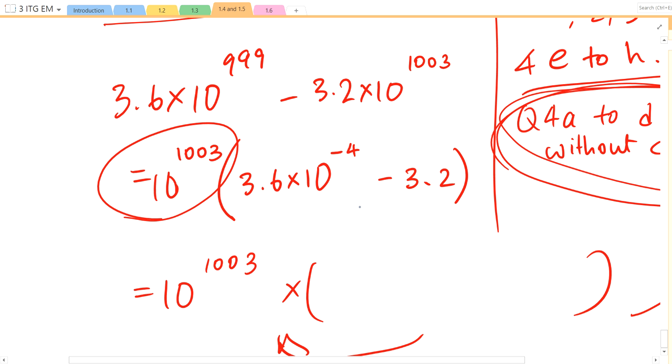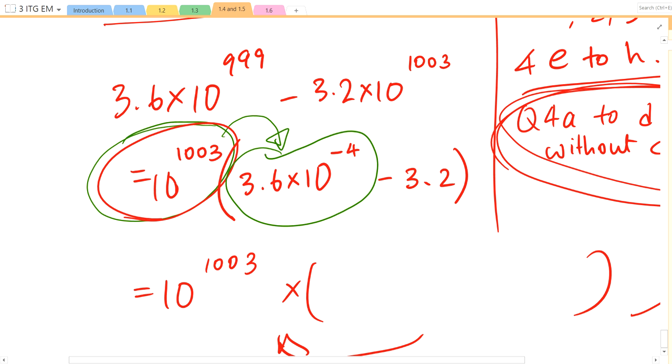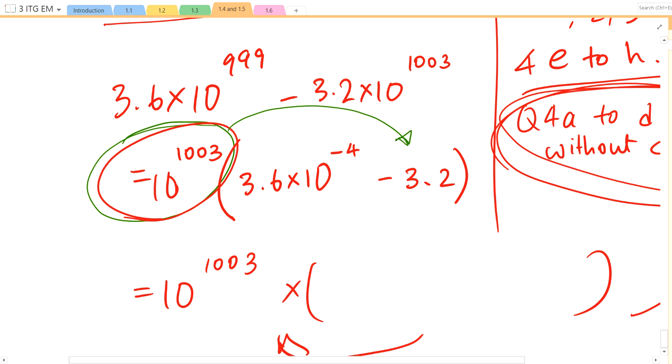You can do a quick check. If you were to multiply 10 to the power 1003 by 3.6 times 10 to the power of negative 4, we will get 3.6 times 10 to the power of 999. Because 1003 minus 4, our very first law of indices, you multiply them, you add the powers up, you get 999. The second number, since I factorized out 10 to the power of 1003, multiply it over here, we get 3.2 times 10 to the power of 1003, which is the same as the original question.